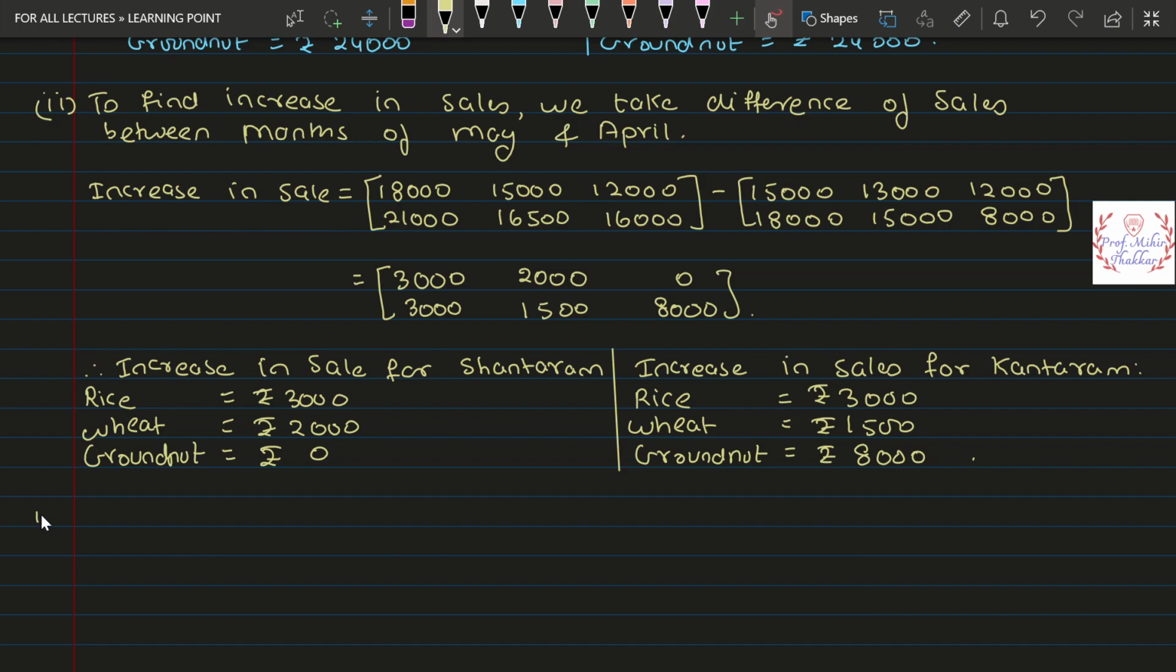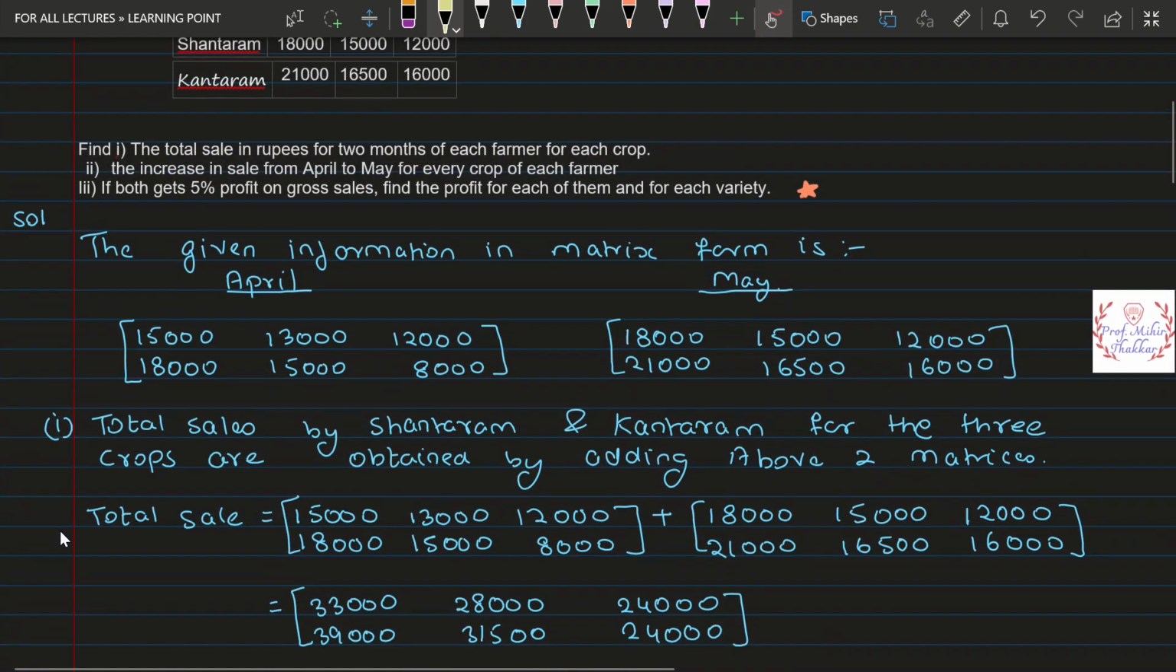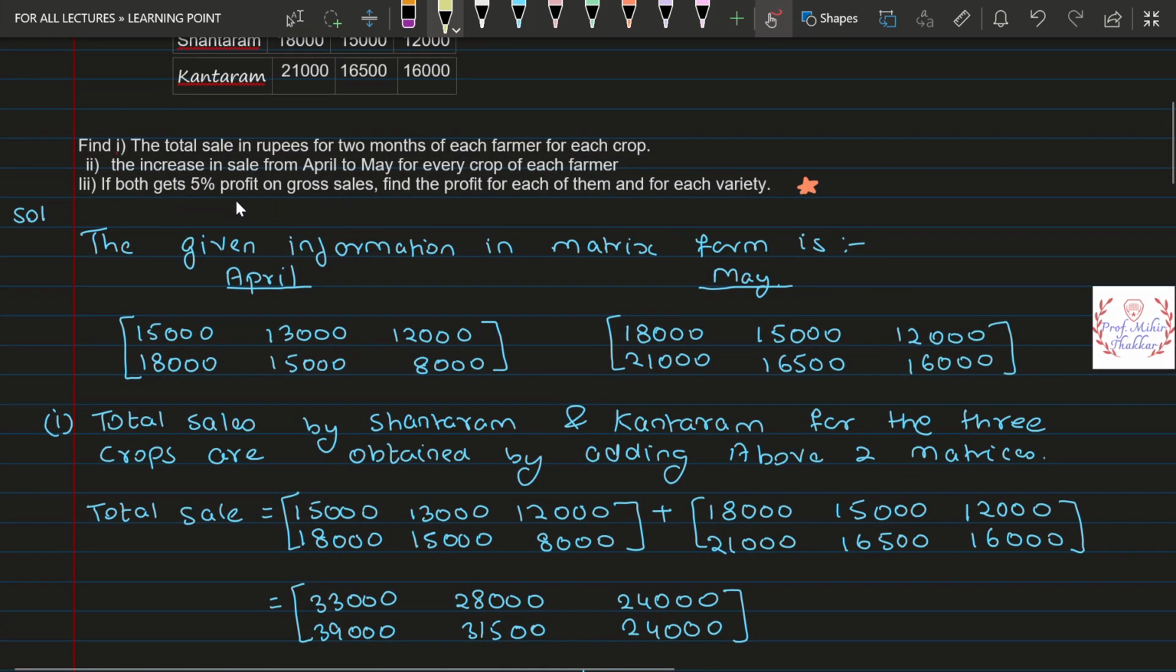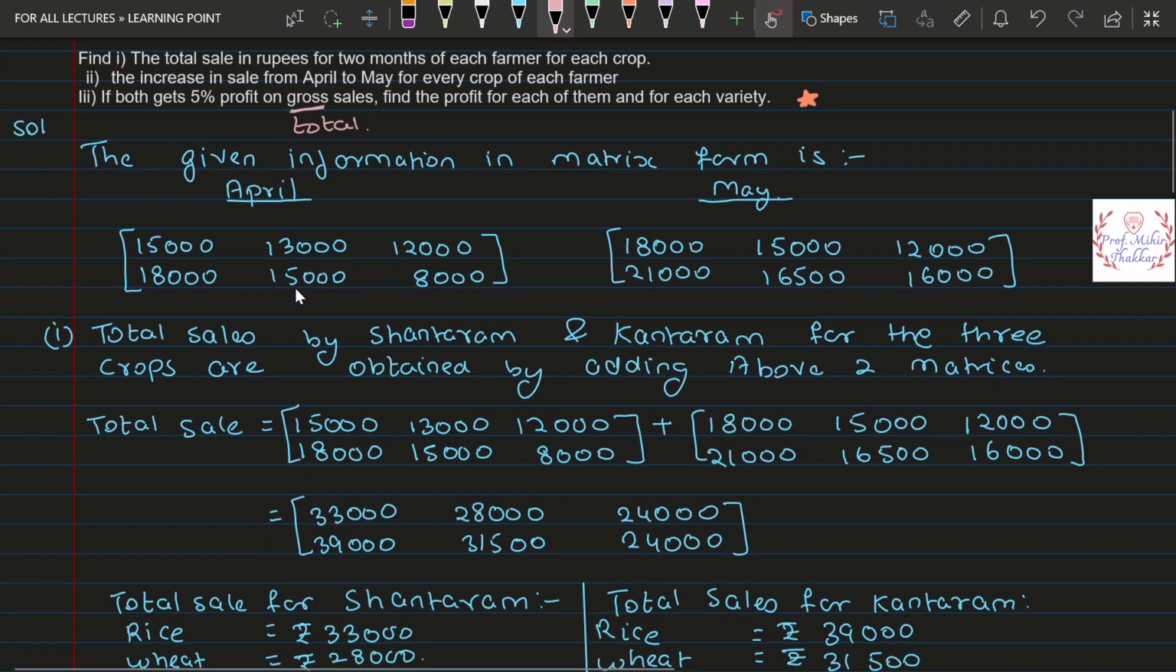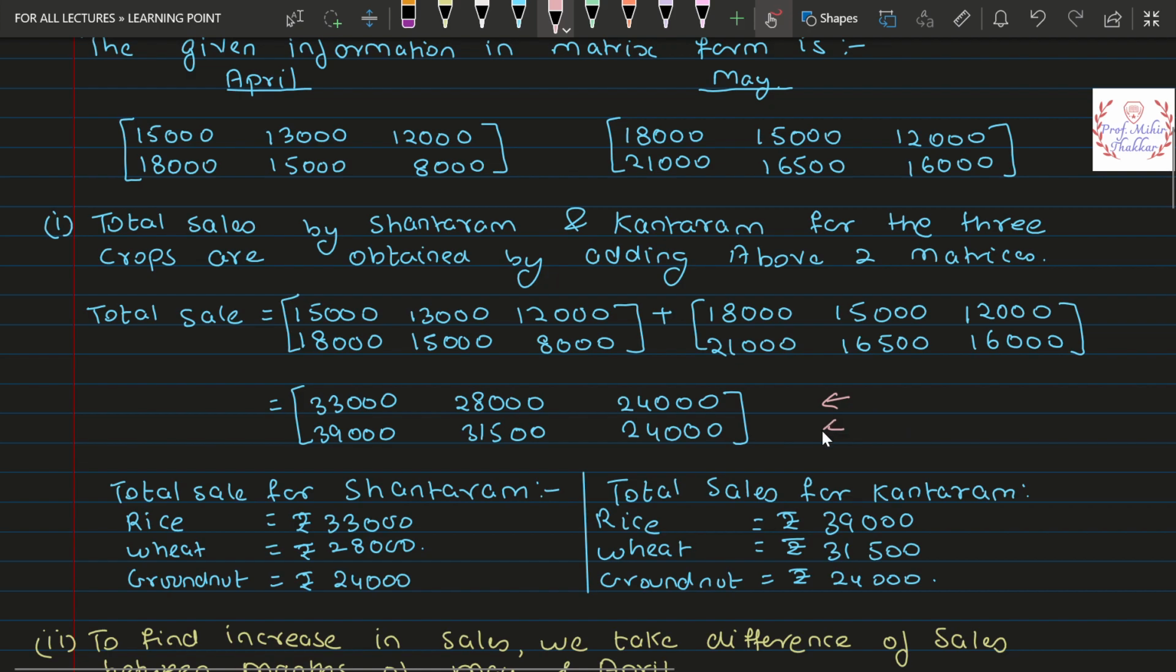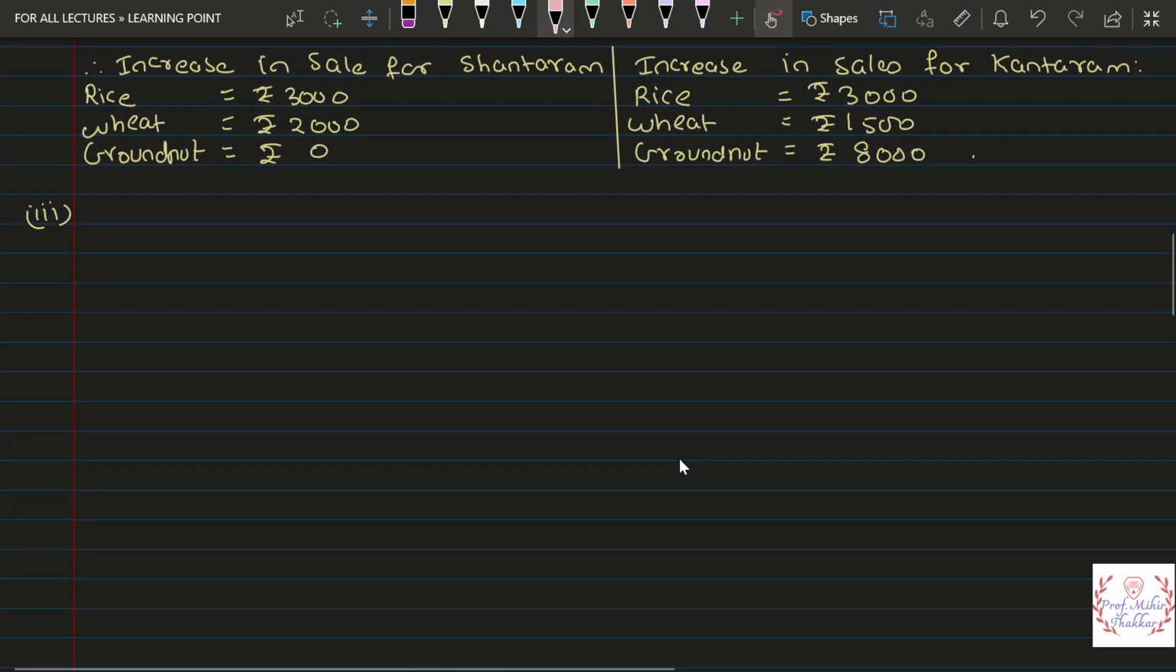Now the additional part, which is the third part that we are also solving over here, it is asking us if both get profit of 5% on gross sales, find the profit for each of them and for each of the variety. Now when we talk about gross sales, meaning of gross sales is nothing but total sales, and we are already having the answers for the total sales, Shantaram and Kantaram. So basically this is the sale value, and so the profit will be 5% of the total sales. So let us see how to represent our answer.